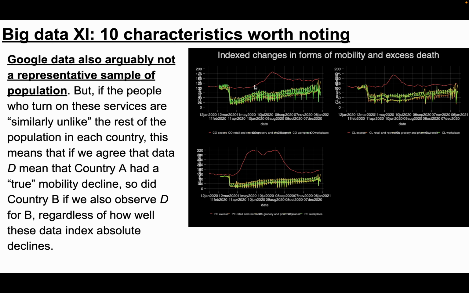Here's just 3 more countries. I think this is a lot more interesting than when I first taught this course last year, but the issue has sort of faded now. But this is Colombia, Chile, and Peru. Their changes in mobility of different kinds plotted against their excess death. So lots of interesting lack of a relationship really between excess death and changes in mobility, but just worth noting.